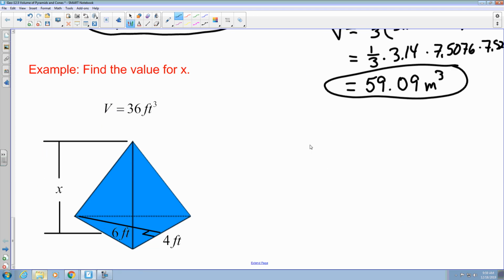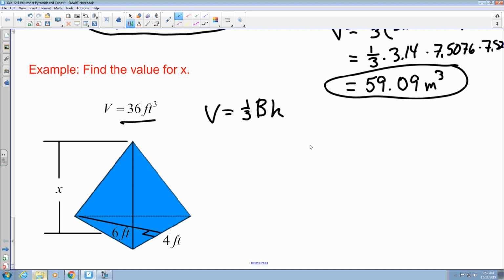All right. So then here, it's telling us the volume. They're telling you that the volume is 36 cubic feet. The base of this pyramid is a triangle. So what we need to find is the value of x, which is the height. So again, volume is 1/3 area of the base times the height.